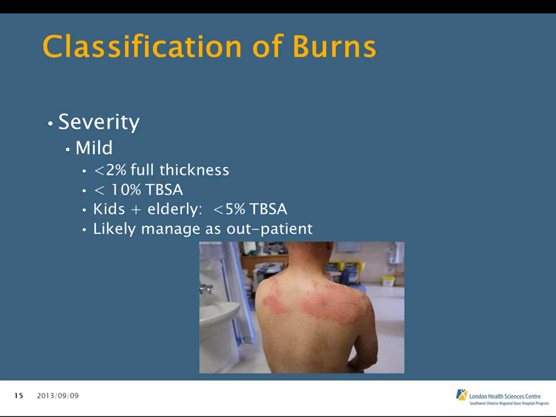Kids and elderly patients have a slightly different threshold for when the burn becomes more severe, which is just useful to know. And likely when you get in these mild categories, these are ones that can be managed as an outpatient. So you see this man here, he's got some erythematous regions. It's possible that he had some blistering, but we'll assume for the sake of the discussion here that he did not, just some red regions. A fairly extensive region on his shoulders, however, likely not that severe, and likely could respond to conservative treatments and likely be discharged as an outpatient.